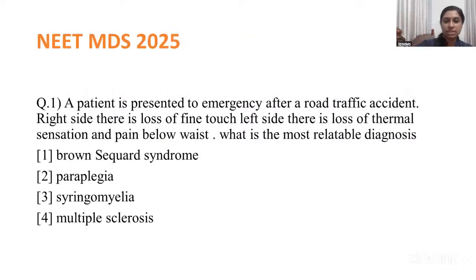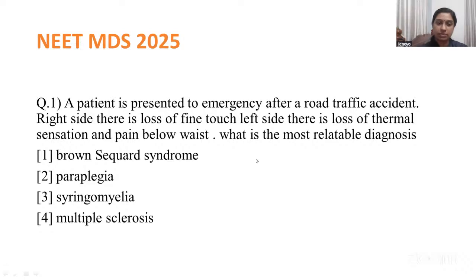Now coming to the recent question. A patient is presented to the emergency after a road traffic accident. Right side, there is a loss of fine touch. Left side, there is a loss of thermal sensation and pain below the waist. What's the most relatable diagnosis? This we have already discussed. So the options are Brown-Sequard syndrome, paraplegia, syringomyelia, multiple sclerosis.